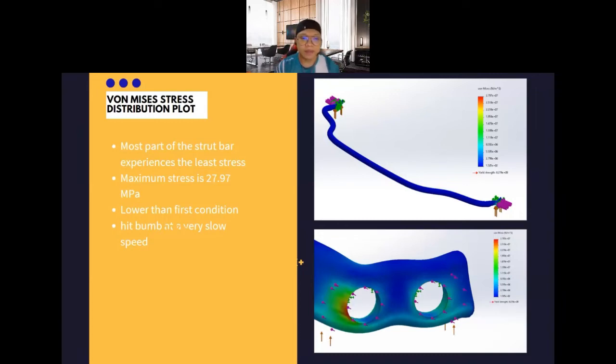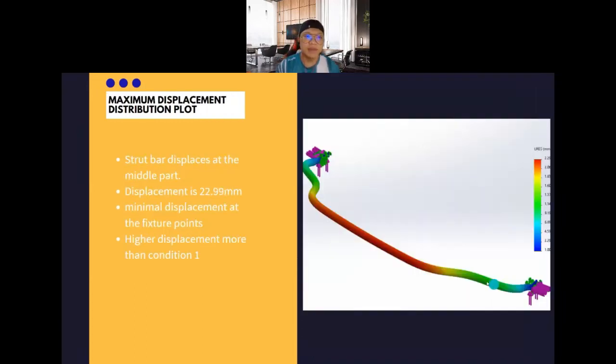Next, I'm going to explain about the maximum displacement distribution plot. From the maximum displacement distribution plot, it can be seen that the strut bar displaces most at the middle part, where the value of displacement is 22.99 millimeters. We can also observe that the bar experiences minimal or almost zero displacement at the fixture points.